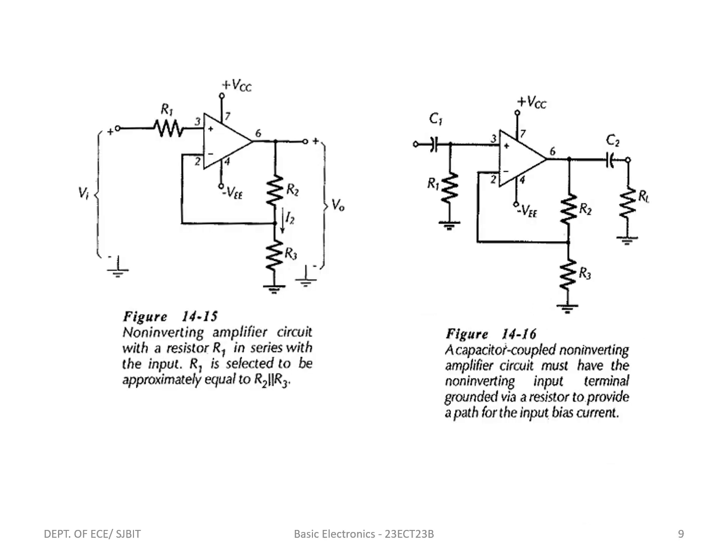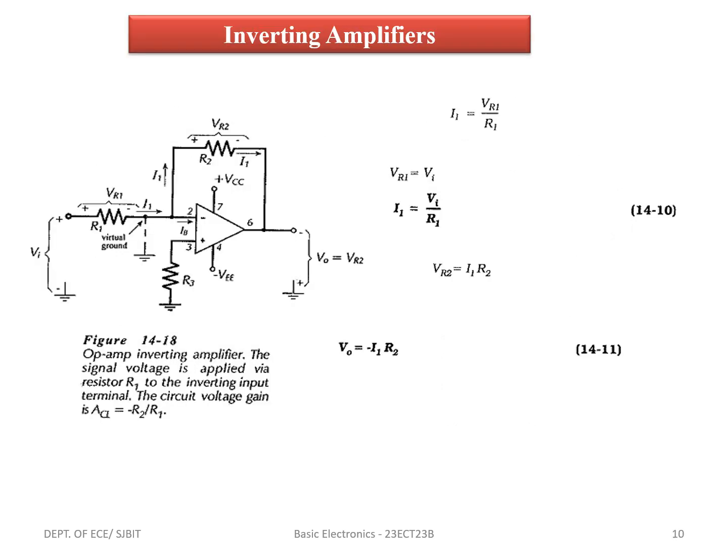So this is the circuit diagram of a non-inverting amplifier circuit with resistor R1 in series with the input, and R1 is selected to be approximately equal to R2 parallel with R3. This figure shows that a capacitor coupled non-inverting amplifier must have the non-inverting input terminal grounded via a resistor to provide a path for the input bias current.